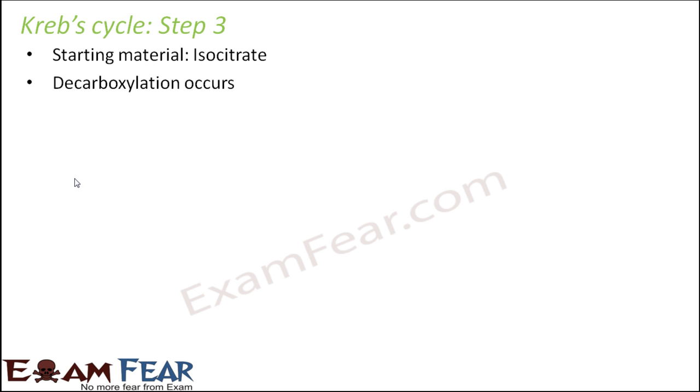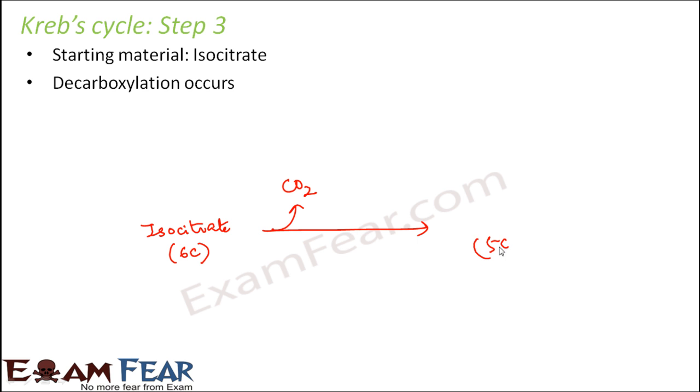And then the next step, that is step 3. Here the starting material will be isocitrate or isocitric acid. Decarboxylation will occur, that is removal of carbon dioxide will take place. So here you have isocitrate, which is a 6-carbon compound, and during this process carbon dioxide will be released. So it will become a 5-carbon compound. And what is that 5-carbon compound which is formed? That is alpha ketoglutaric acid. So this is the 5-carbon compound which is formed.